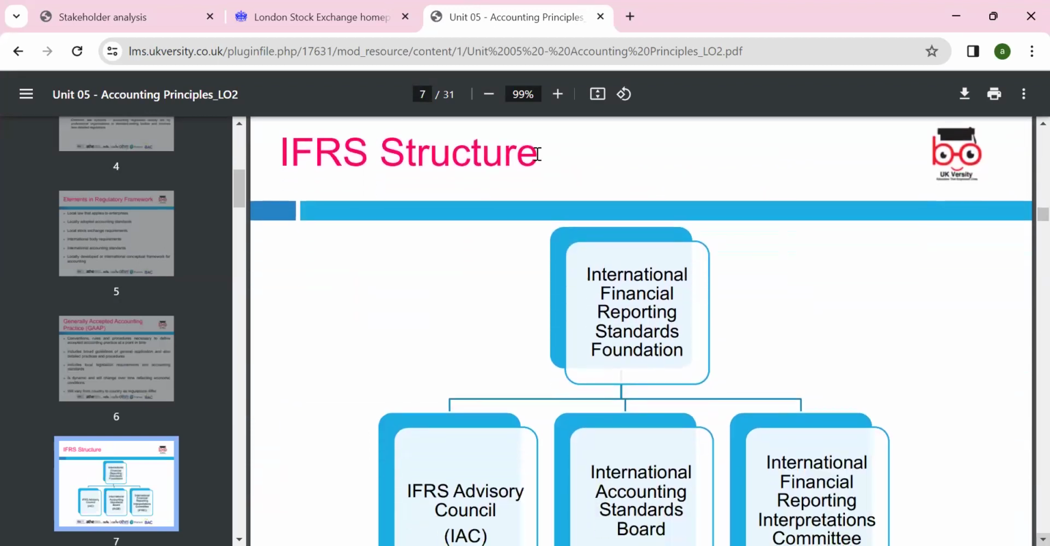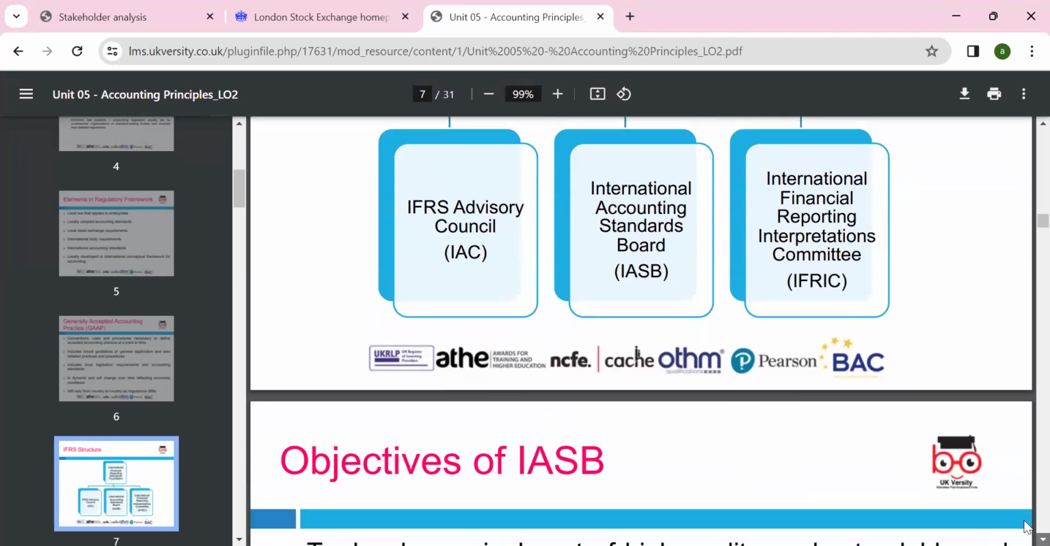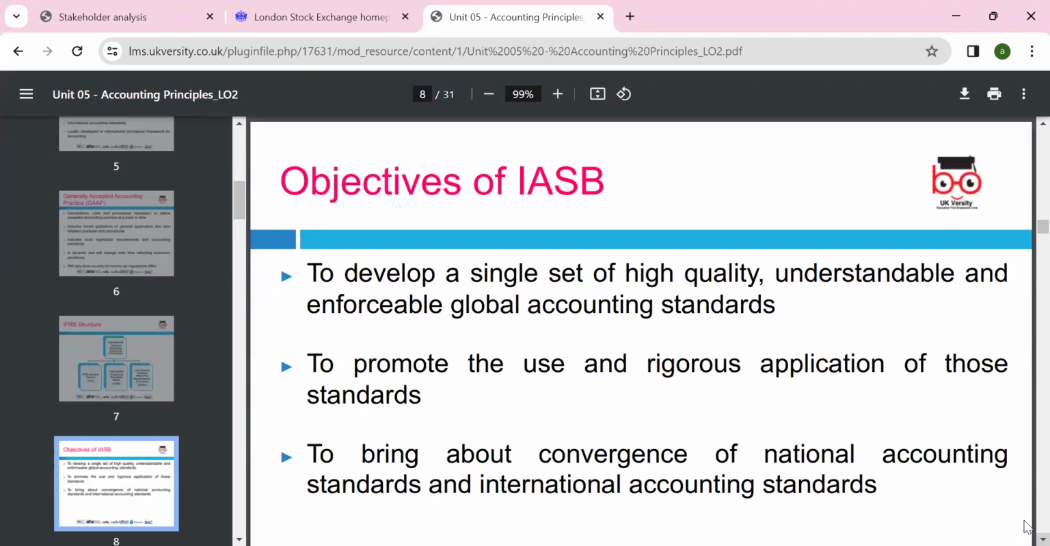We have IFRS, the International Financial Reporting Standards. We have the IFRS Foundation, which is the body, and within that we have the International Financial Reporting Advisory Council. These are all organizations that work toward the standards. Then there is the International Accounting Standards Board, and the International Financial Reporting Interpretations Committee. They interpret whether the standard is fit for purpose, and then they set the standard.